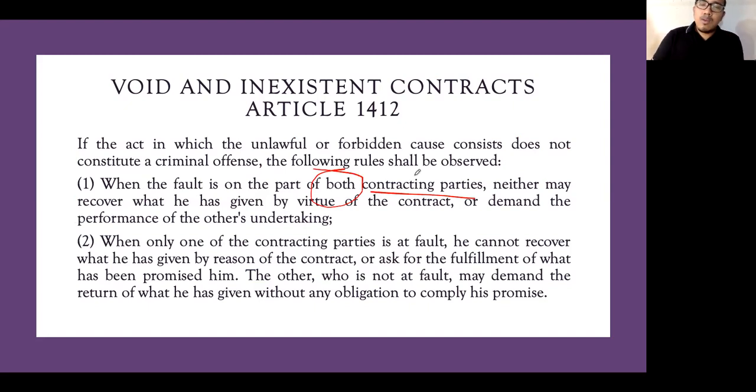Okay. When only one of the contracting parties is at fault, so yung isa innocent, yung isa guilty, the guilty party cannot recover what he has given by reason of the contract or ask for its fulfillment. Hindi rin niya pwedeng hingin yan kasi void and inexistent na yung contract. The other, who is innocent, may demand for the return of what he has given without any obligation to comply with his promise. It pays to be innocent. Pwede mo mabawi yung binigay mo, kung di mo naman alam na illegal pala yung nangyayari, at hindi ka rin required na i-perform pa yung part mo sa obligation.